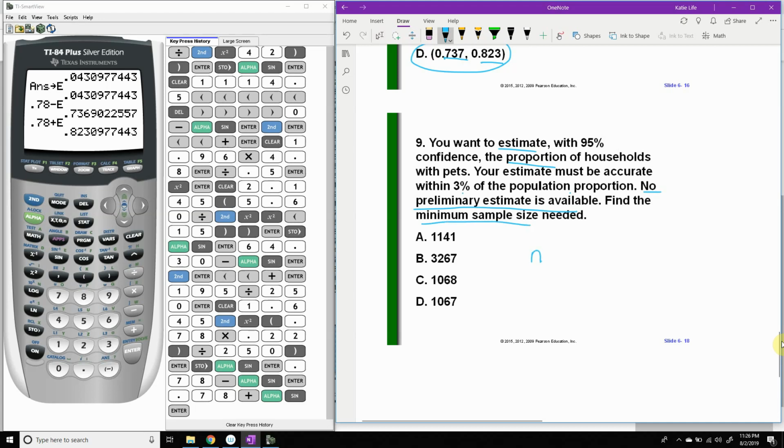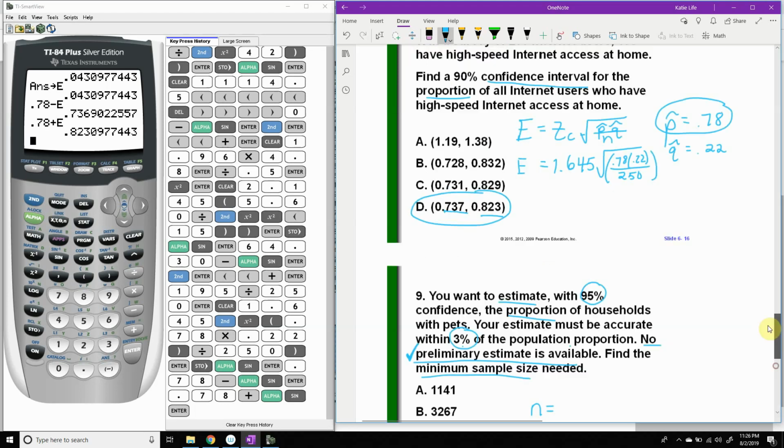Okay, so I'm looking for N. I want to figure out how many people I need to ask to stay within 3% error tolerance, knowing nothing about any kind of survey that's ever been asked about this question before. And I want to do this with 95% confidence. So all of the things in the problem are going to help you set up the minimum sample size formula, which again, let's scroll back up and see what that looks like.